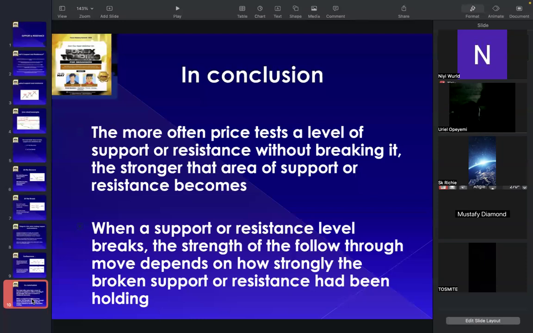It has started moving up. Same way, once a support level is not respected and it breaks, you won't be looking for a buy again. Now you start looking for sell opportunities. So I think that just covers everything on support and resistance.